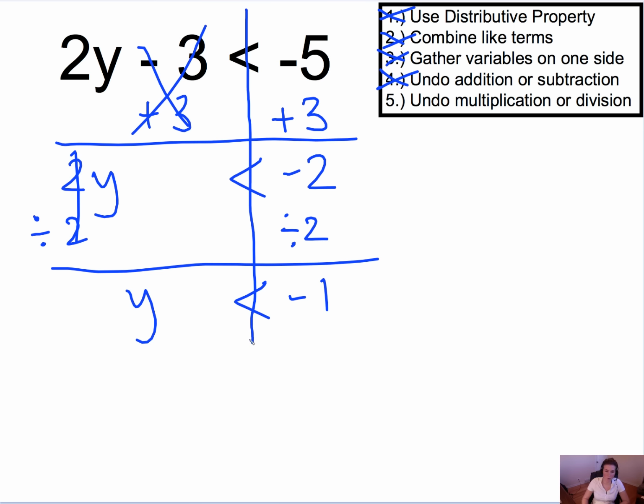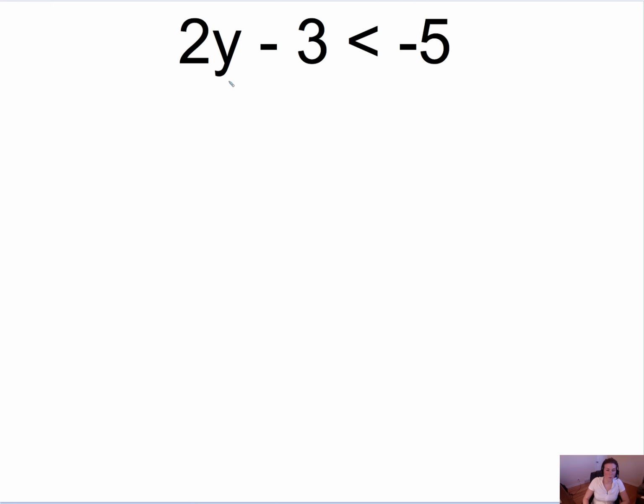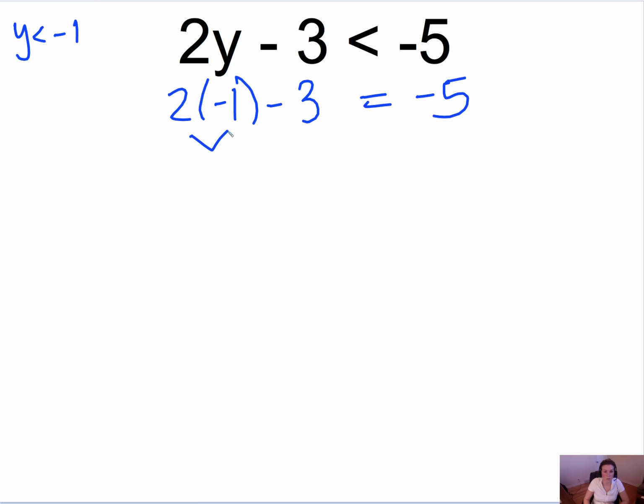Remember to go back and check your work though. So we think that y is less than negative 1. First I'm just going to plug in negative 1 in place of y and see if this is equal to negative 5. So this is negative 2 minus 3 would be negative 5. That is equal, so that's correct.